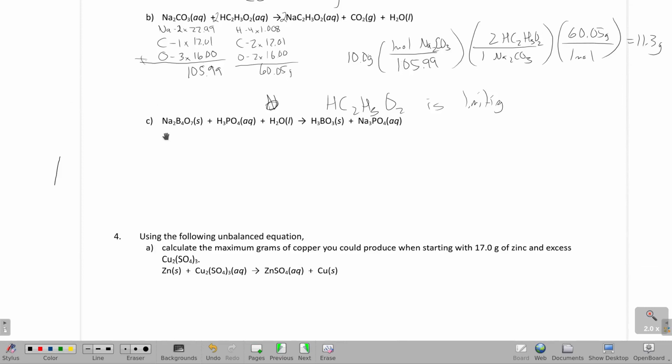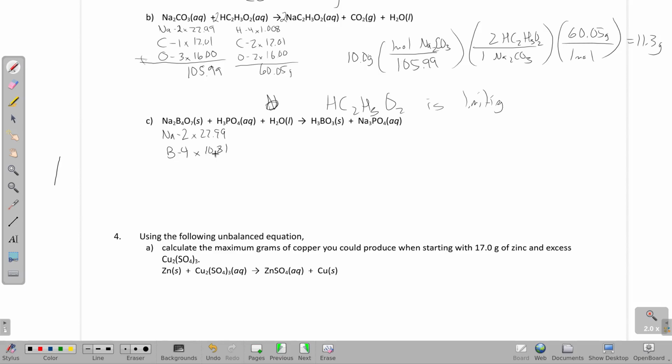Na2B4O7 and H3PO4. First thing we're going to do, just like the previous one, we're going to get the molecular weight of those two. So 2 of these at 22.99 grams. 4 borons. Boron has a molecular weight of 10.81. And oxygen, 7 of those, molecular weight of 16.